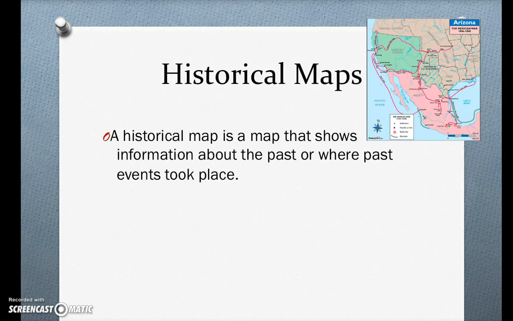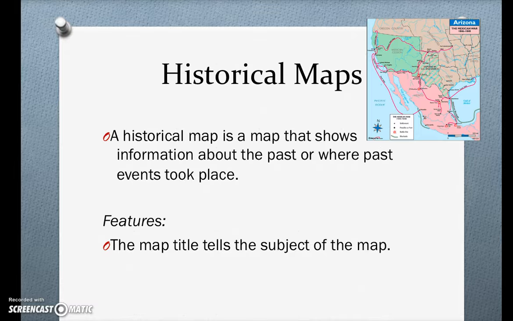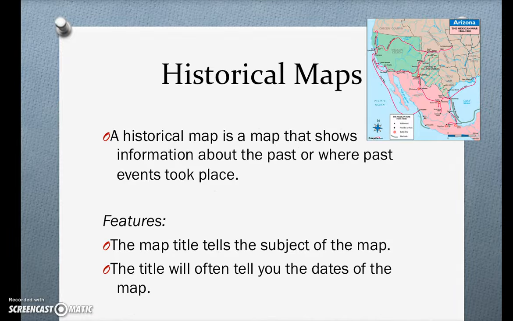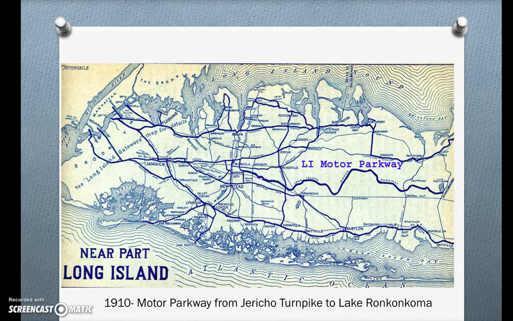An historical map is a map that shows information about the past or where past events took place, and features include a map title that tells the subject of the map, and you'll often see dates within that title. Here's another example of an historical map, and way at the bottom you'll see the year 1910. This tells us this is an historical map.